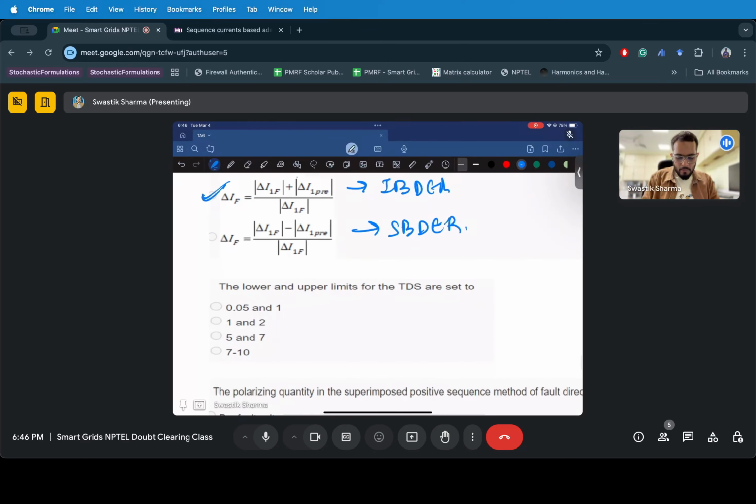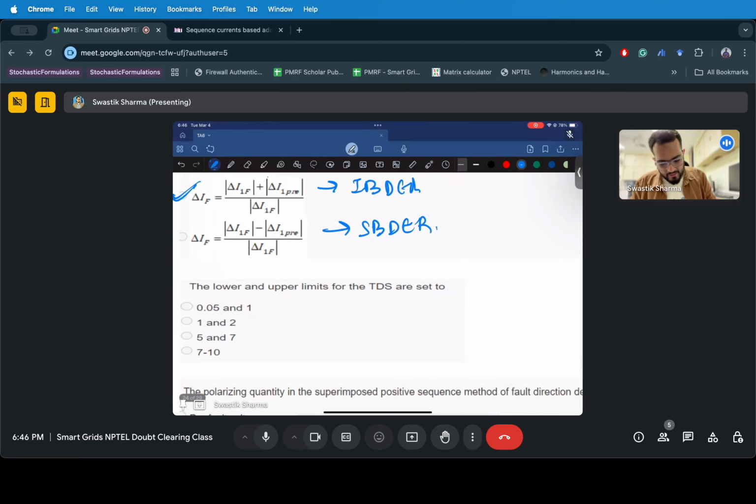What are the lower and upper limits for the TDS? TDS is time dial setting. A TDS can't be 0, right? Why would you have 0 time delay between when you experience the fault current and the tripping of the relay? You have some minimum amount of time, but up to 1 second only. So it's between 0.05 and 1.